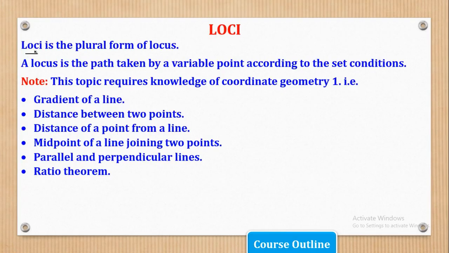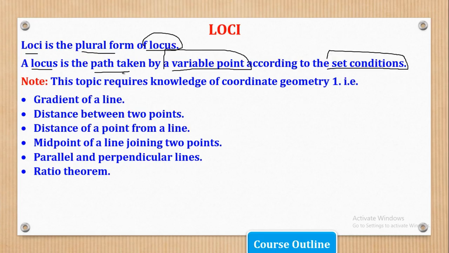Loci is the plural form of what we call locus. Now what is a locus? A locus is the path taken by a variable point according to a set of conditions. So this path is taken following certain instructions, and basically that's all you need to know about loci.